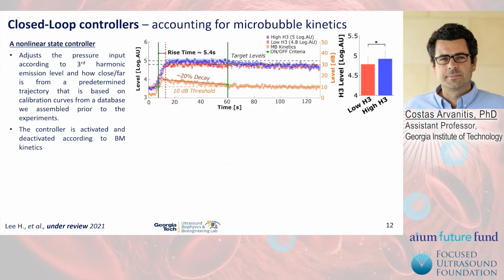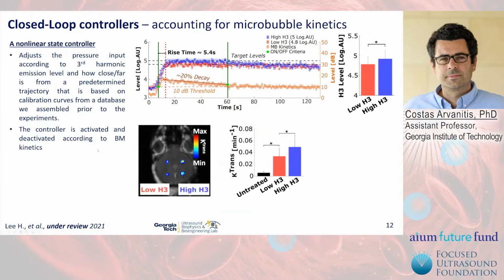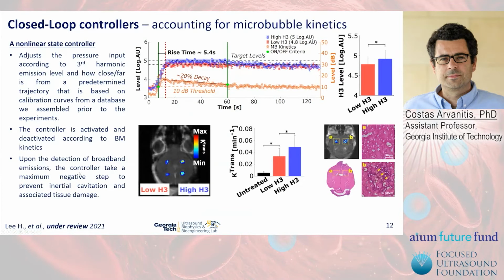We have been recently refining a nonlinear state controller that adjusts the pressure input according to the third harmonic emissions level, using how close or far it is from a predetermined trajectory that is based on calibration curves from a database that we assembled prior to the experiments. The controller also uses a surrogate pulse that tracks the microbubble kinetics, which indicates to the controller when to be activated and deactivated. And the controller takes a maximum negative step when broadband emissions have been detected. We're currently observing that exposure-dependent blood-brain barrier opening and safety can be attained with this method. Here you see that if all the safety features are not in place, damage might occur.